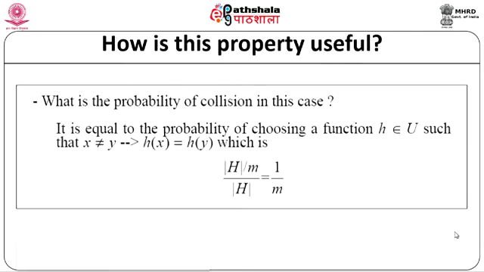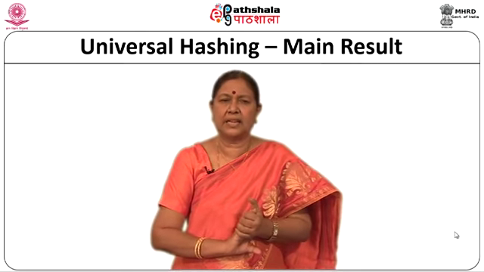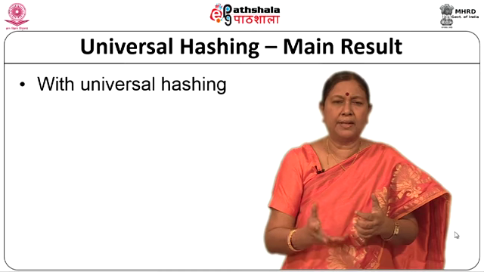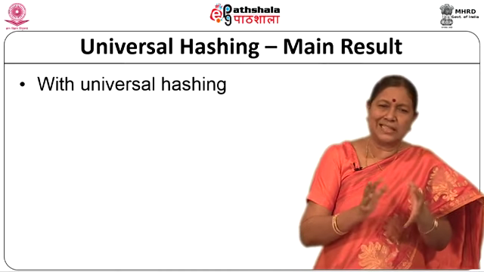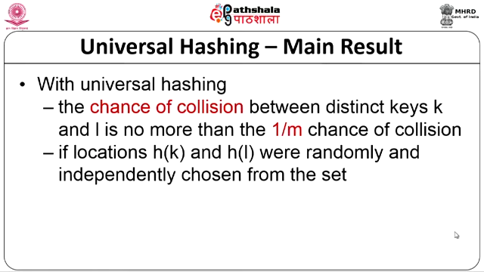So, this property is very useful because the probability of collision is only of the order of 1 by m, and the main result is that the chance of collision between distinct keys k and l is no more than 1 by m, if the locations h of k and h of l are randomly and independently chosen from the set.